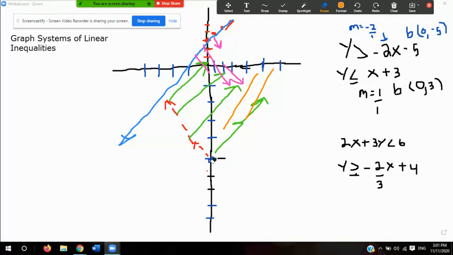Hopefully I'm able to delete these coordinates without deleting much of the graph.